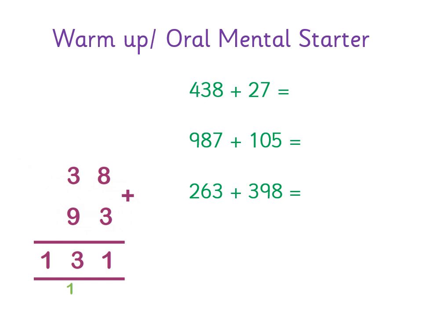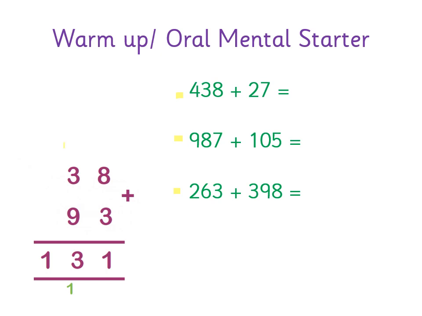Okay, and our warm-up or mental starter. I would like you, again, please to practice your column addition. So, you have 438 plus 27, 987 plus 105, and 263 add 398.